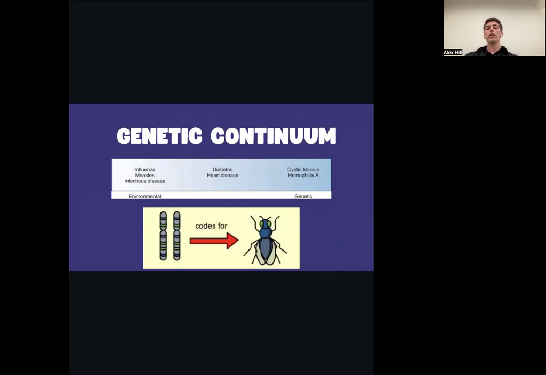So there's a general genetic continuum to determine whether something is completely genetic or completely environmental. So some things are completely genetic, right? There's a mutation on a gene, and it's just that one gene that causes this disease, like cystic fibrosis. And then some things are completely environmental. So, getting the flu is determined by whether you contract it or not, and it doesn't really have anything to do with your genes.